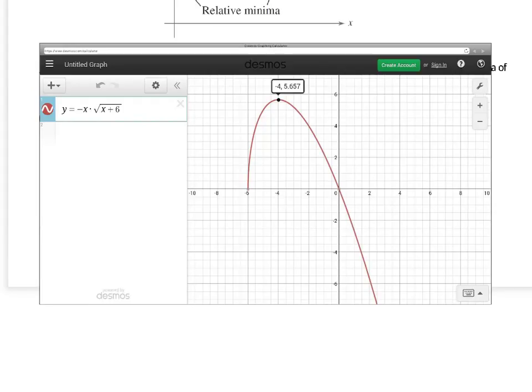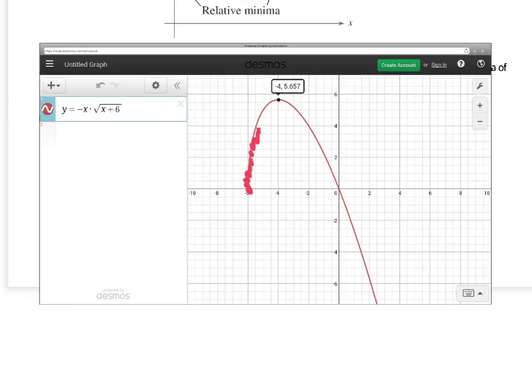Once again, I've pulled up the free online graphing calculator from Desmos.com, and once you enter the function, you'll have to press that second trace and then select maximum in this case. Now with this graphing calculator, it automatically gives me the maximum value, and that is -4, 5.657. But remember, we are concerned with only the x intervals for which the graph is increasing.